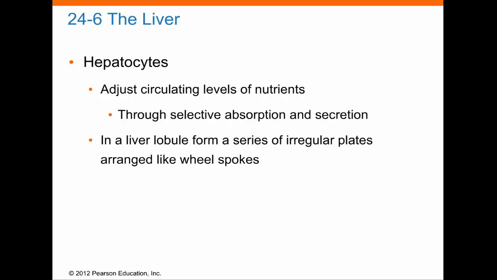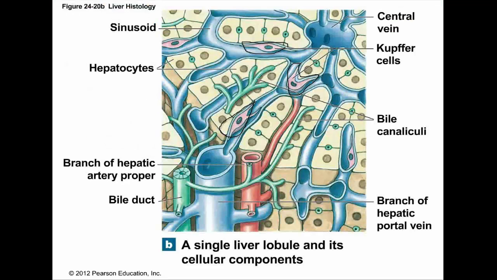So the hepatocyte that we've just looked at adjusts the circulating levels of nutrients through selective absorption and secretion. In a liver lobule, the hepatocytes form a series of irregular plates arranged like wheel spokes that we saw before. So here, if we're looking at this central bit in here, then you've got all these bits on the outside which look like the spokes of a wheel. We've only got part of the picture, but of course it would go round.